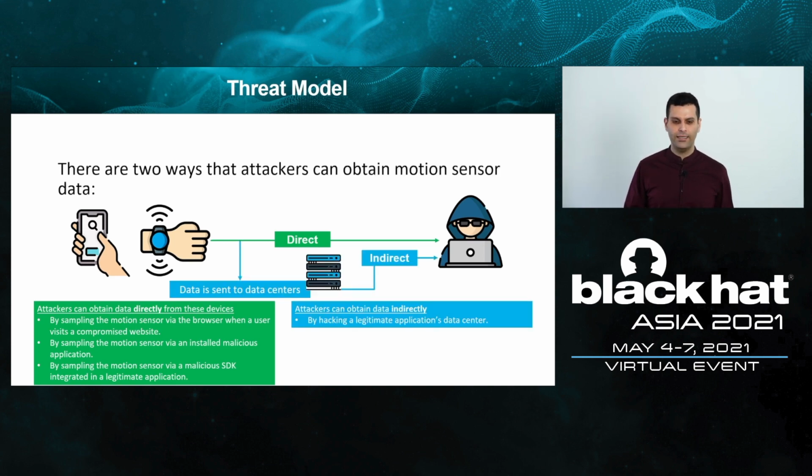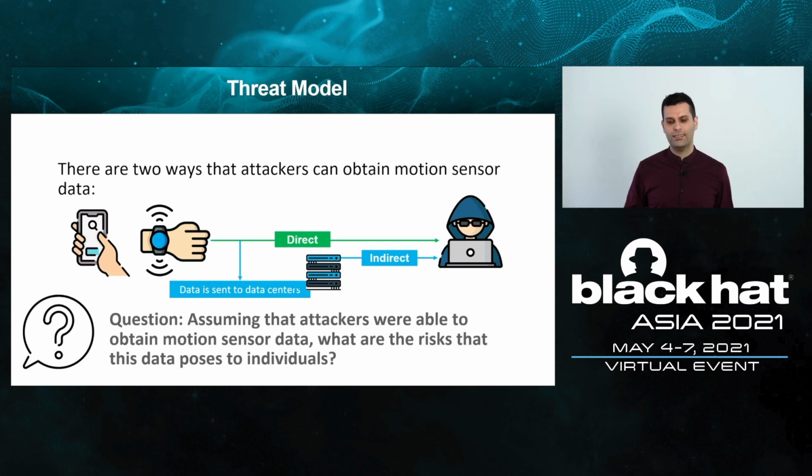However, there is the indirect way, and as you know, data from devices is collected and sent to data centers, and attackers can obtain data indirectly by hacking a legitimate application data center and exfiltrate the data to their possession.